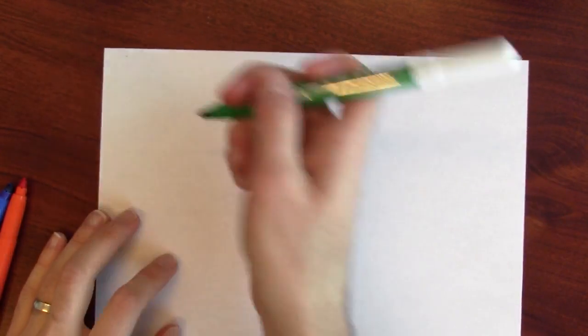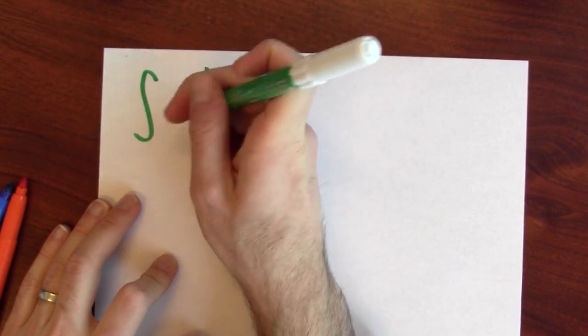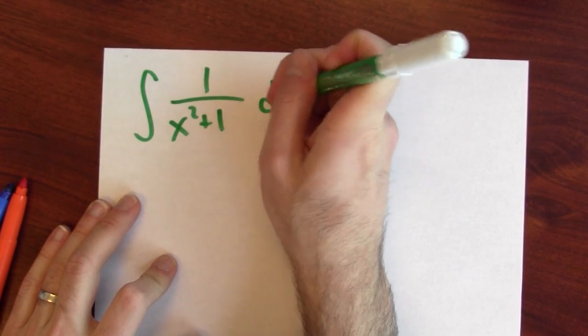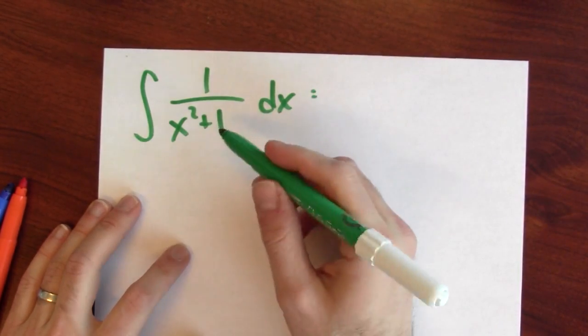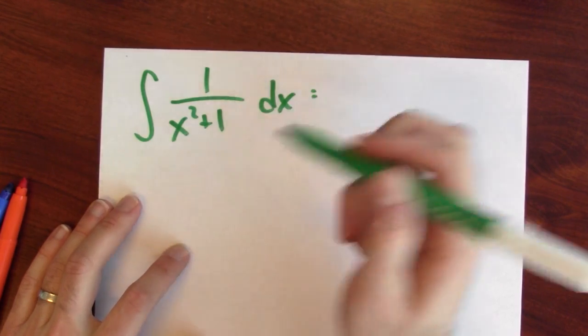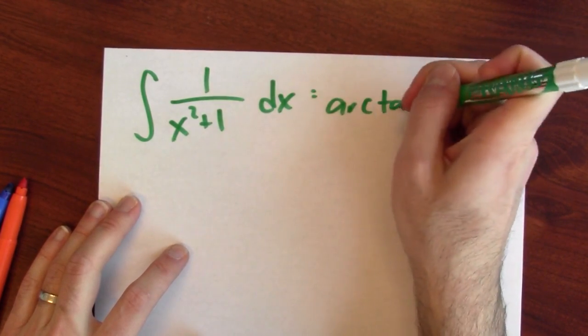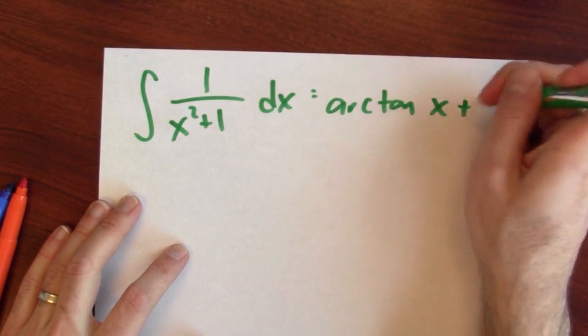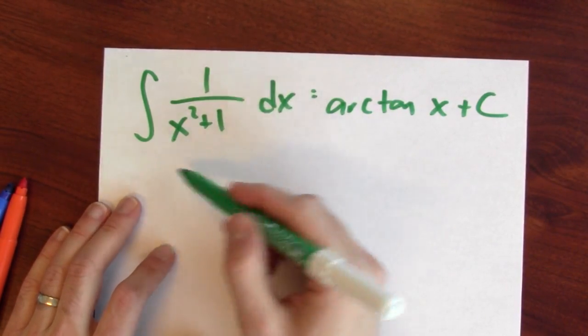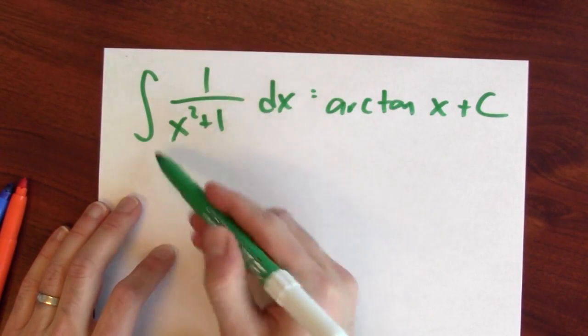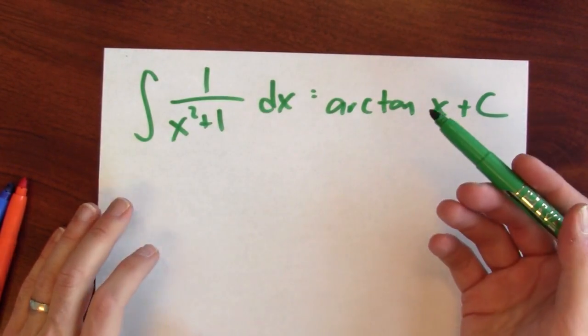I also know how to anti-differentiate some reciprocals of quadratic polynomials. At least here's a special case. What's the antiderivative of 1 over x squared plus 1 dx? Well, if you remember back, I know a function whose derivative is this. Right? It's the inverse tangent function, arctan. So at least I know how to anti-differentiate the reciprocal of this particular quadratic polynomial.